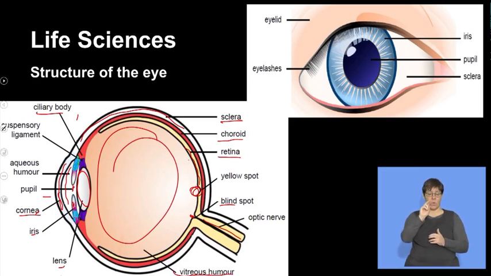So we know the structure of the eye. So if you look at the cross-section of the eye and look at the eye when you look at yourself in the mirror, you can identify all these parts with the eye that you can see in the mirror.